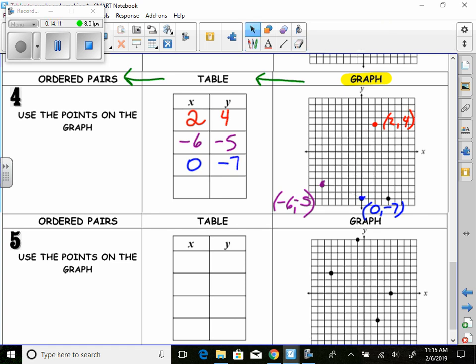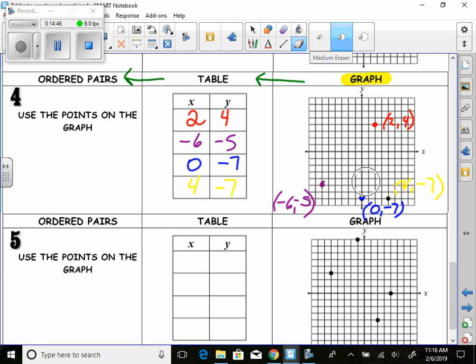And my last point, if I connect it to the x-axis, I am 1, 2, 3, 4 units away from 0 in the positive direction. So the x value is positive 4. And on the y-axis, we are 1, 2, 3, 4, 5, 6, 7, so 7 units below 0. That means my 7 is negative. So 4 and negative 7 is the coordinate of my last point.